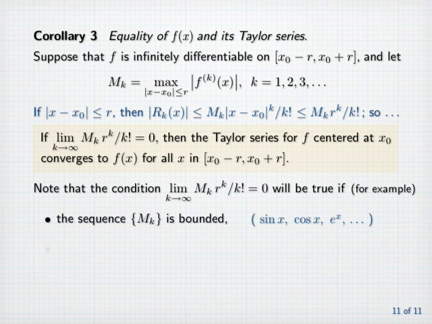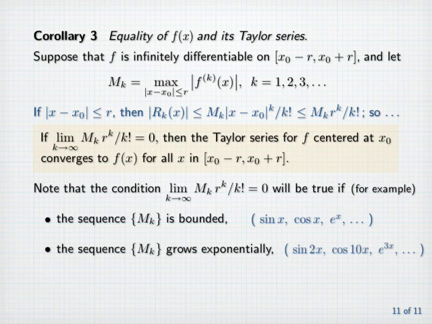The sequence M sub k times r to the k divided by k factorial also converges to 0 if the sequence M sub k grows exponentially. That's because any number to the kth power divided by k factorial will approach 0 as k goes to infinity. Capital M sub k grows exponentially for functions like sine 2x, cosine 10x, e to the 3x, and so forth. In particular, for e to the 3x, each differentiation produces another factor of 3. In fact, the kth derivative would be 3 to the k times e to the 3x.